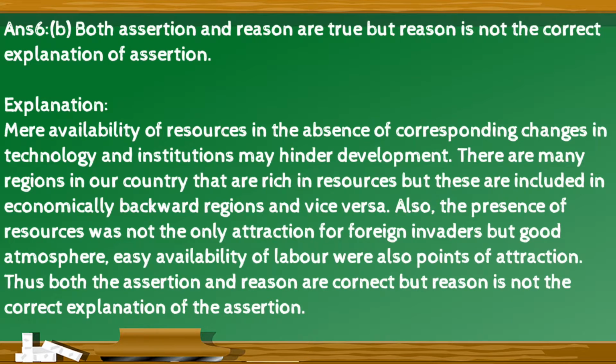The right option is B. Both assertion and reason are true, but reason is not the correct explanation of assertion. Explanation for this is mere availability of resources in absence of corresponding changes in technology and institutions may hinder development. There are many regions in our country that are rich in resources, but these are included in economically backward regions and vice versa. Also, the presence of resources was not the only attraction for foreign invaders, but good atmosphere, easy availability of labor were also the points of attraction. Thus, both the assertion and reason are correct, but reason is not the correct explanation of assertion.